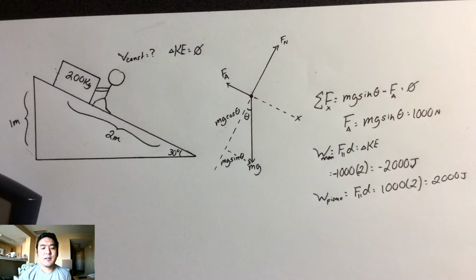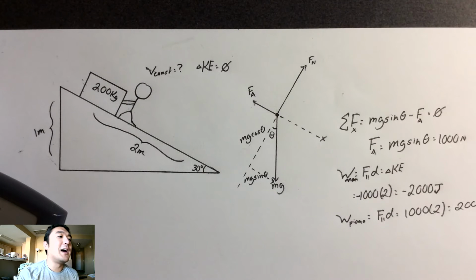So that should make a little bit of sense, because the guy is taking energy out of the piano, and the force of gravity is putting energy into the piano. There is no change in overall energy, so we have no speeding up and no slowing down. That's what we want. All right.